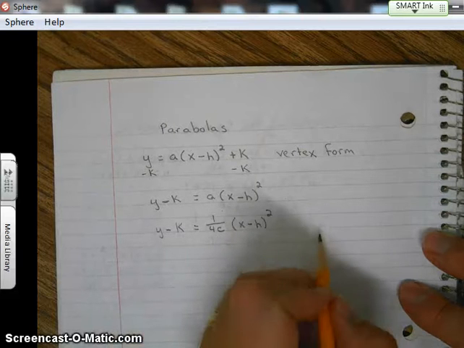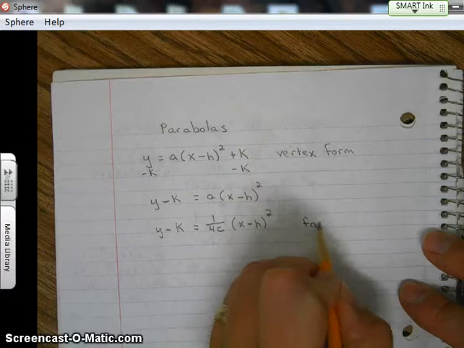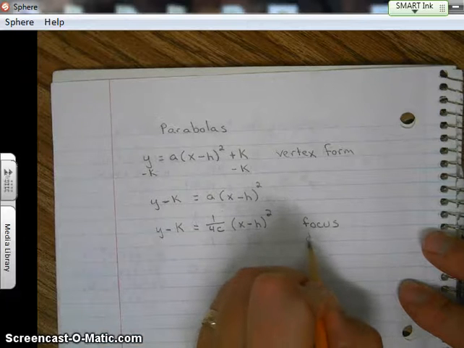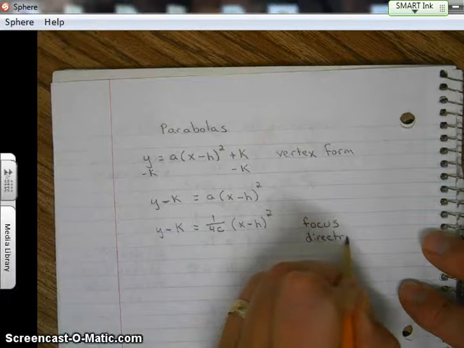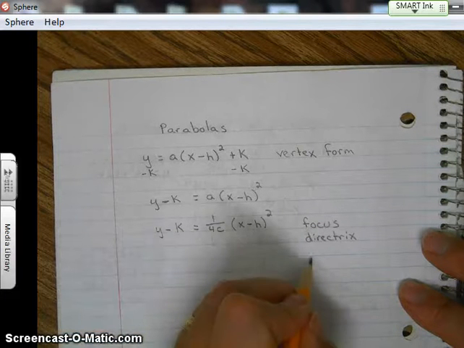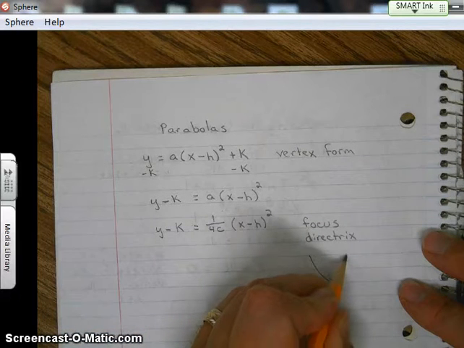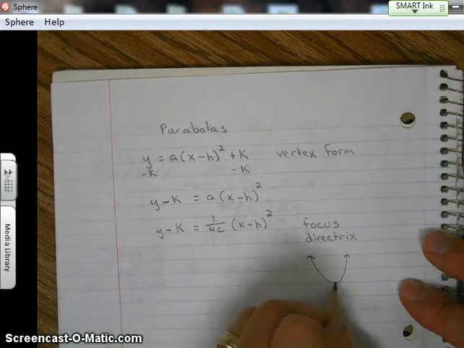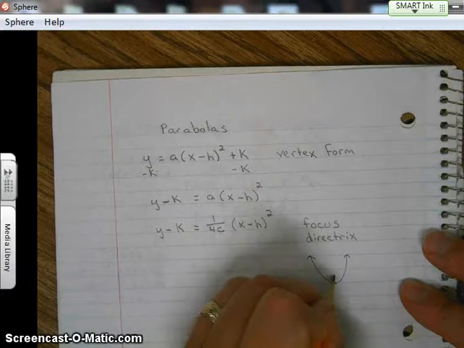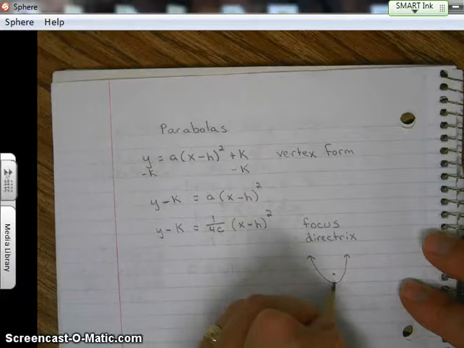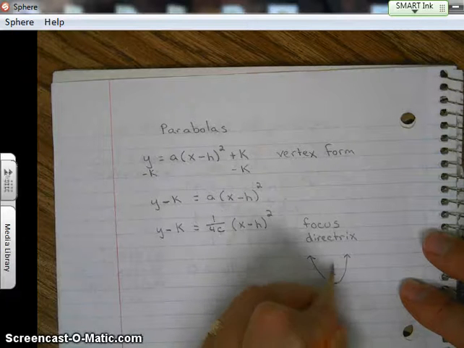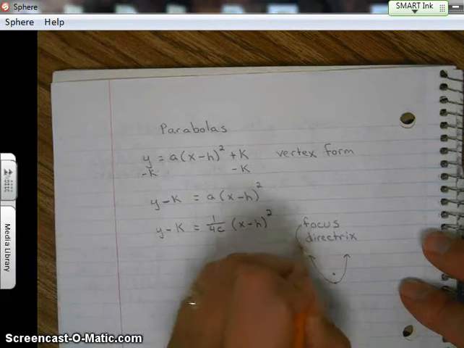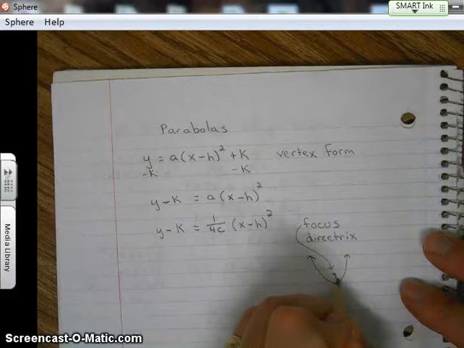One of the parts is called the focus, and another part is called the directrix. Okay, so let me just sketch a little parabola here. I'll kind of show you where they're located. So the focus is going to be located from the vertex. It's going to be located c units straight in, right on that axis of symmetry. C units, that's going to be your focus. And this distance is c.